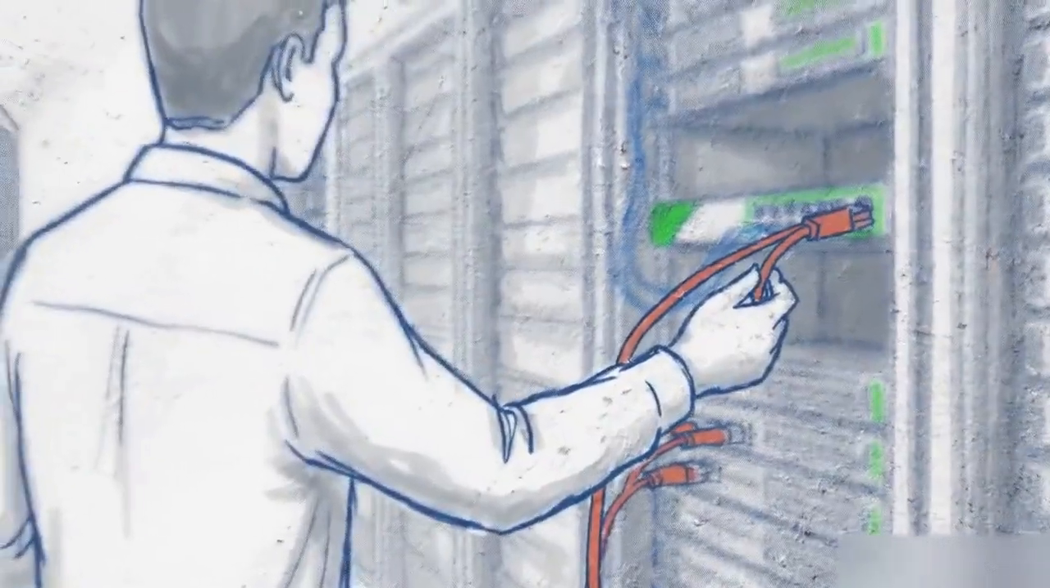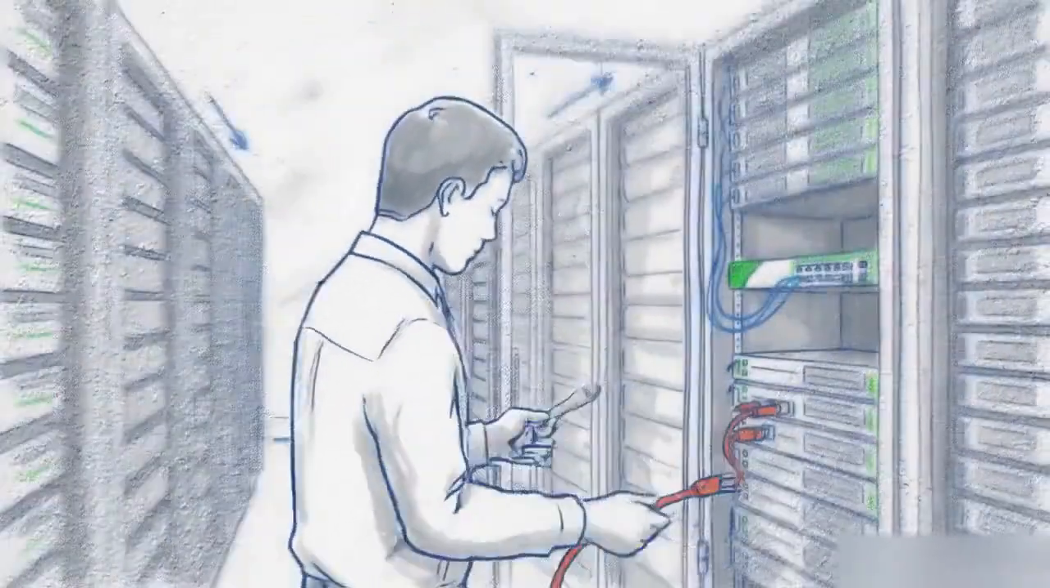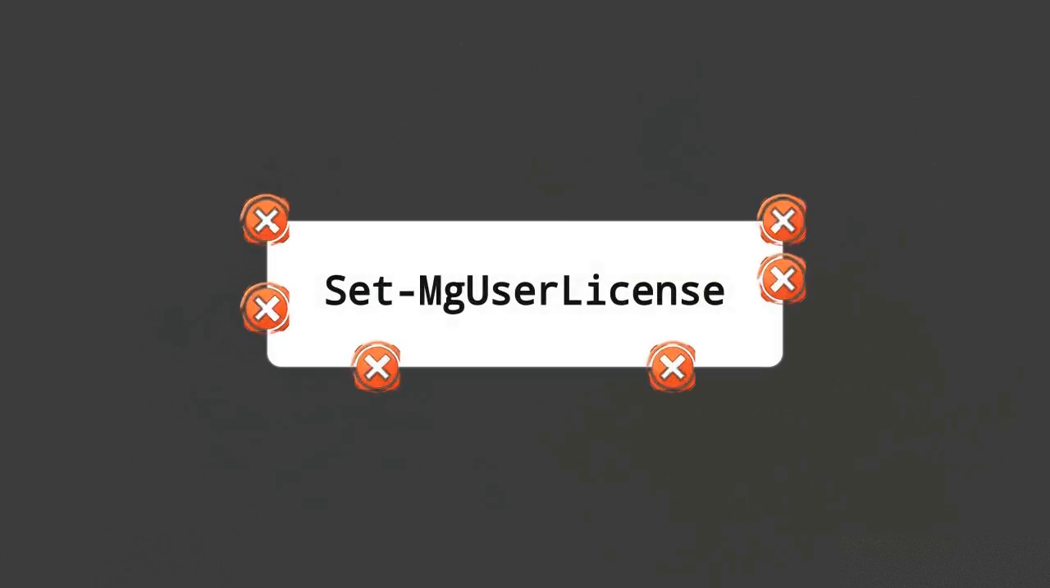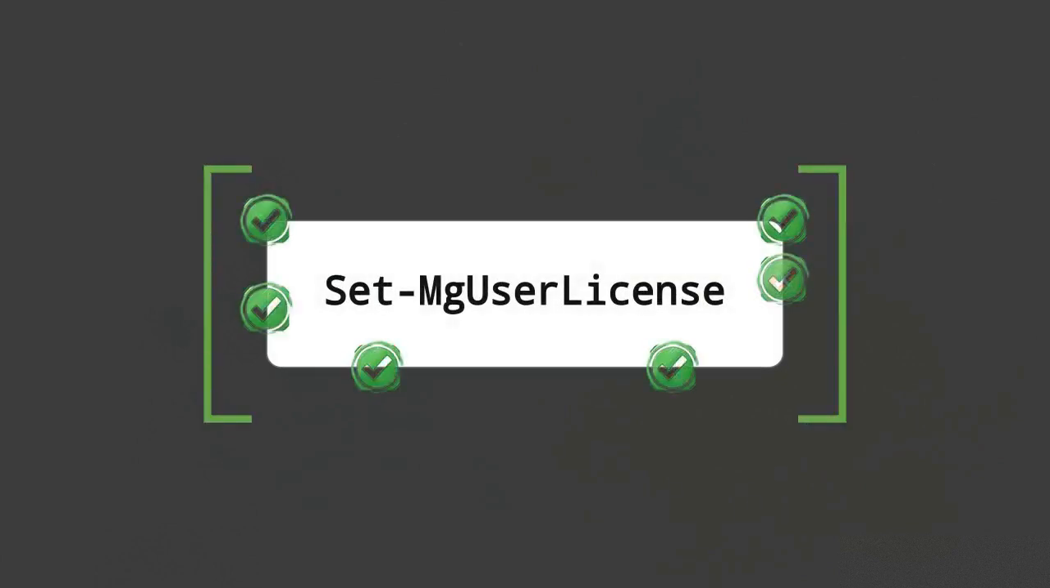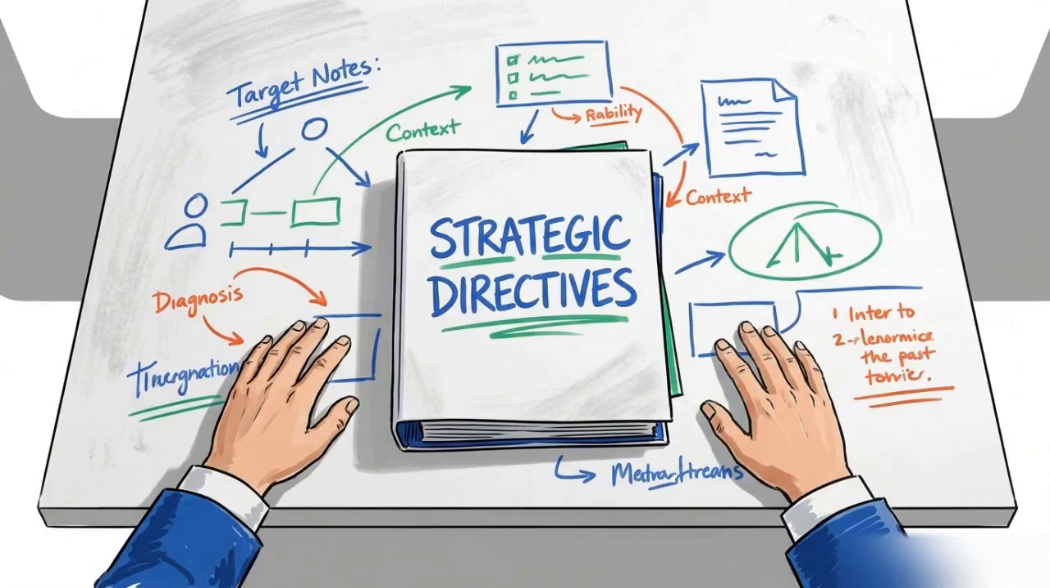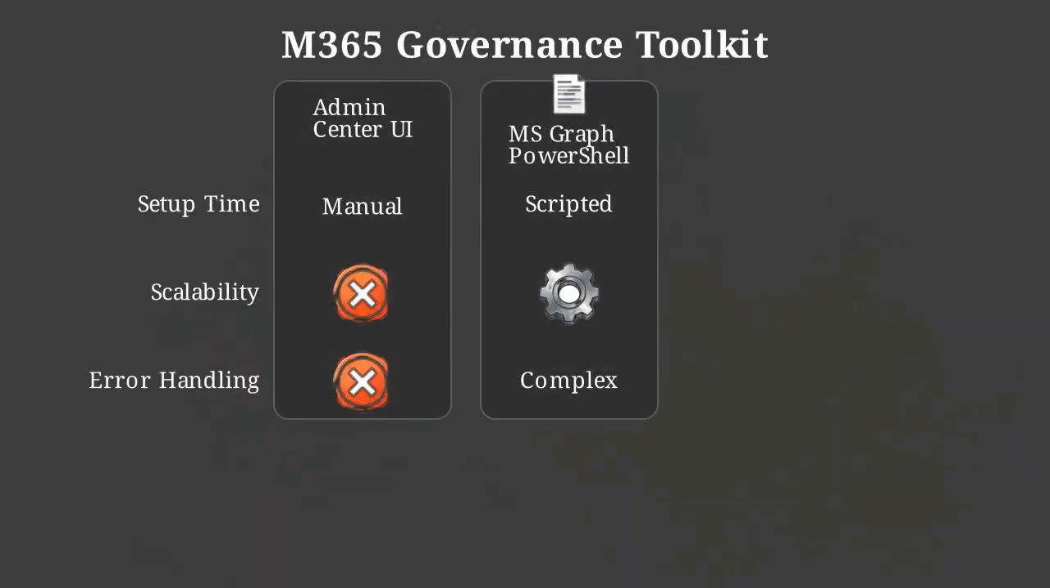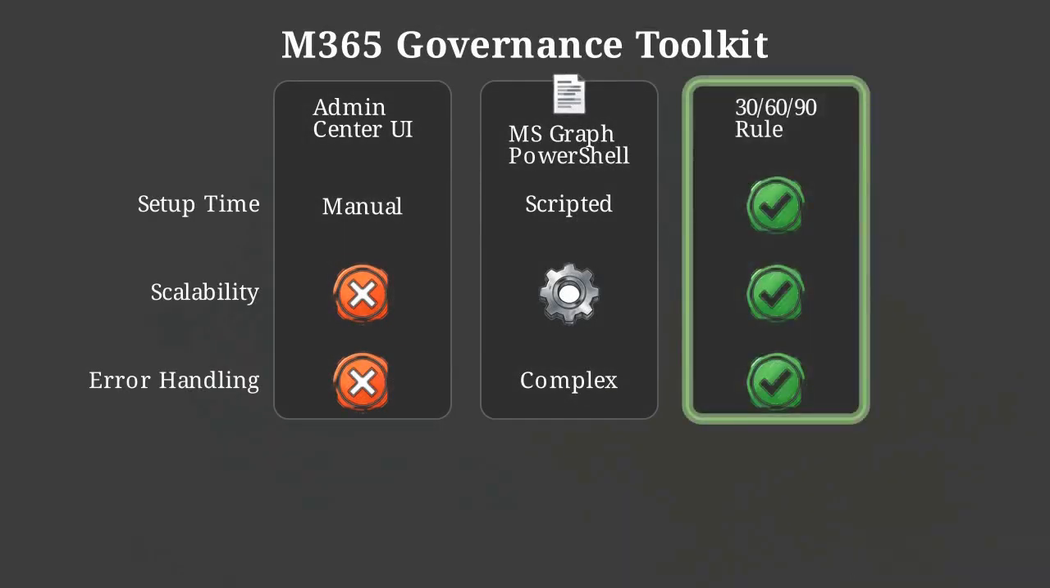For IT administrators, the roadmap is technical. You must master MS Graph bulk scripts and build robust error handling to manage complex API dependency violations at scale. For FinOps and IT directors, the focus must be on governance. This scorecard demonstrates why the 30-60-90 rule is necessary. It provides the political cover and objective data IT needs to execute their scripts without constant manual oversight.